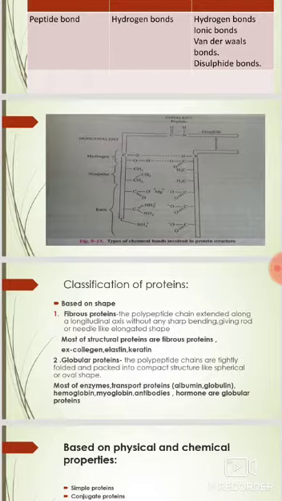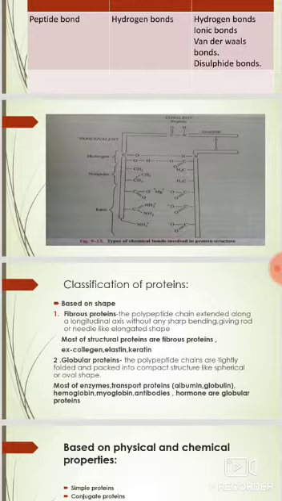Now, classification of protein. Proteins are classified on the basis of shape. Number 1 is the fibrous protein. The polypeptide chain is extended along a longitudinal axis without any sharp bending, giving rod or needle-like structure which provides the elongated shape. Most of the structural proteins are fibrous proteins. Examples are collagen fiber, elastin fiber and the keratin fiber.